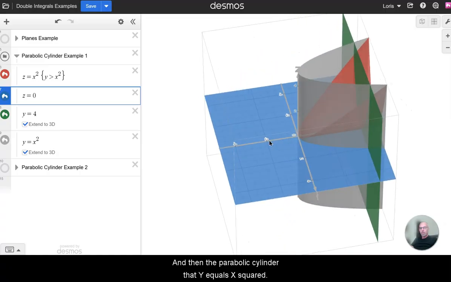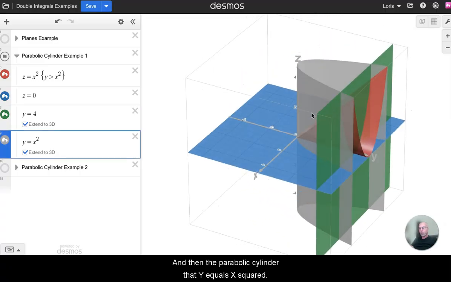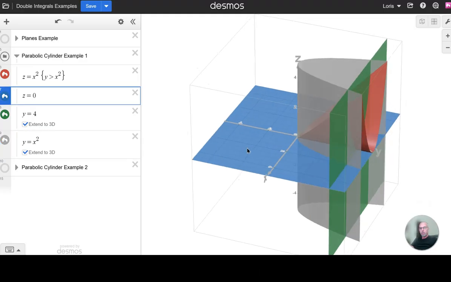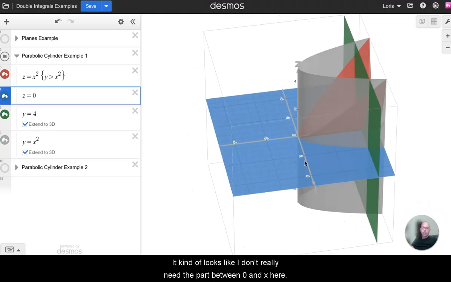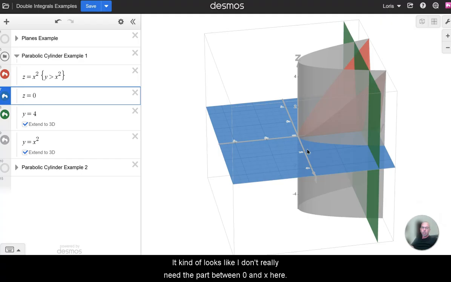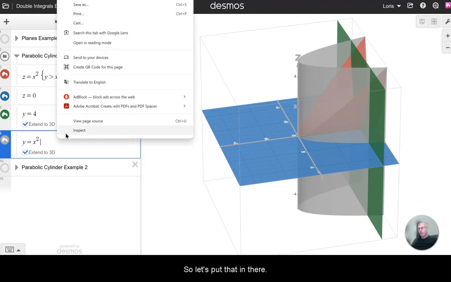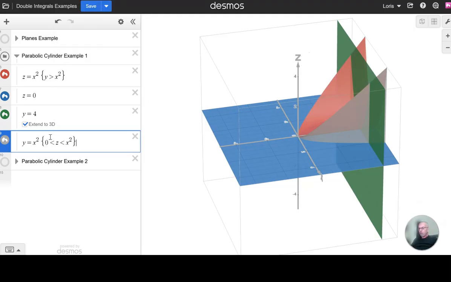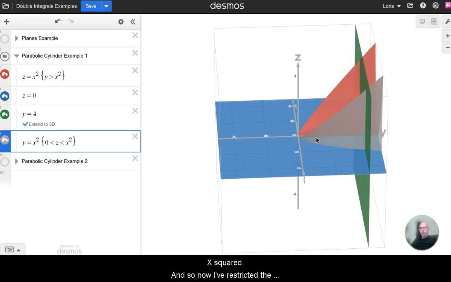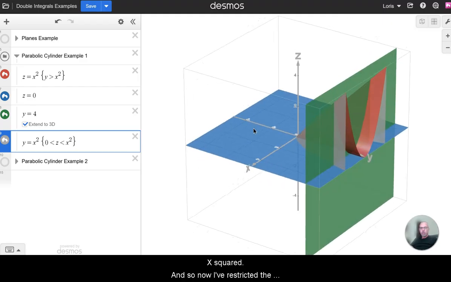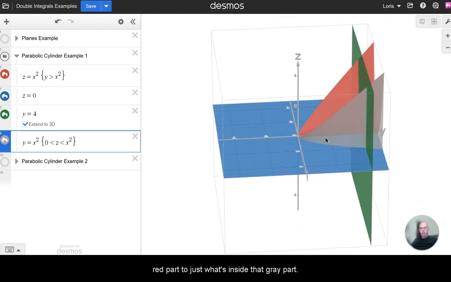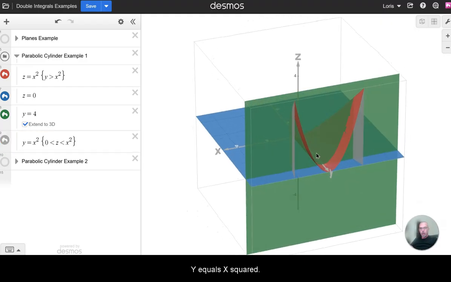And then the parabolic cylinder, that y equals x squared, that one down here, it kind of looks like I don't really need the part between 0 and x here. So let's put that in there, x squared. And so now I've restricted the red part to just what's inside that gray part, y equals x squared.